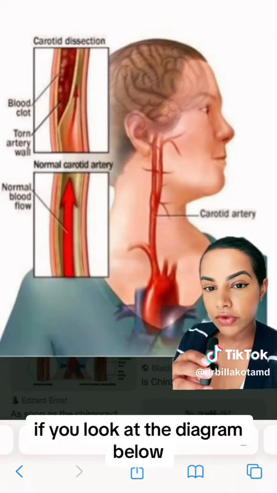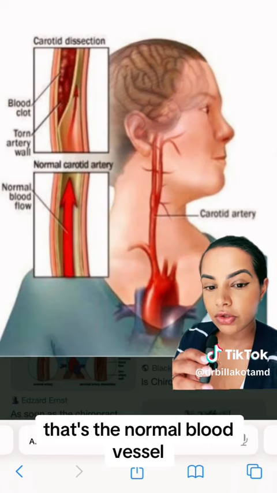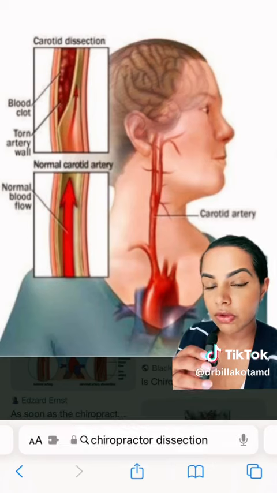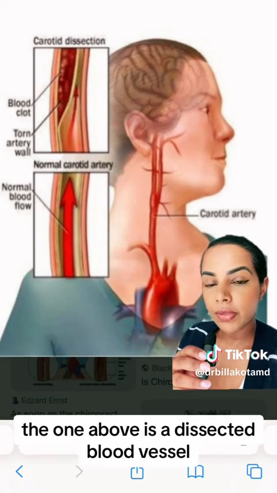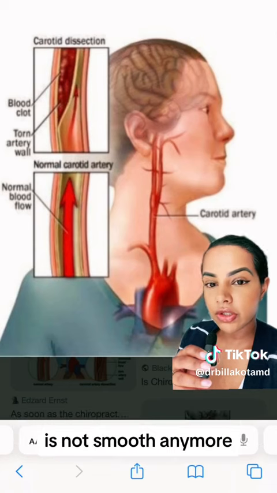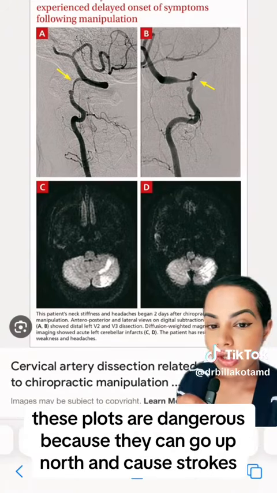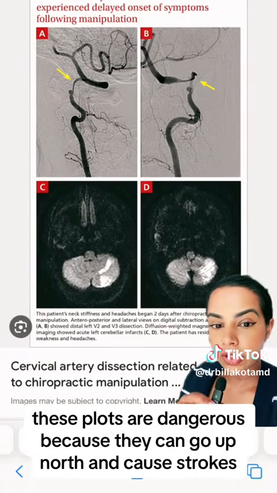Well, basically, if you look at the diagram below, that's the normal blood vessel. That's the normal lumen of the blood vessel, which is what coats the blood vessel. The one above is a dissected blood vessel. As you can see, the lumen, which is the yellow part, is not smooth anymore. It's actually torn, it's dissected. And behind it, you have the formation of a clot. These clots are dangerous because they can go up north and cause strokes.